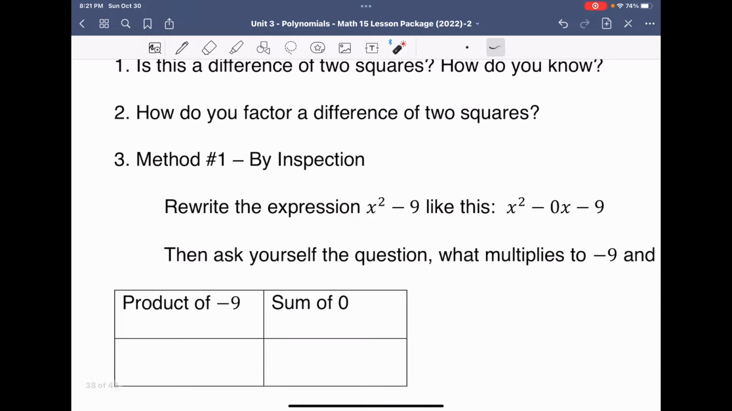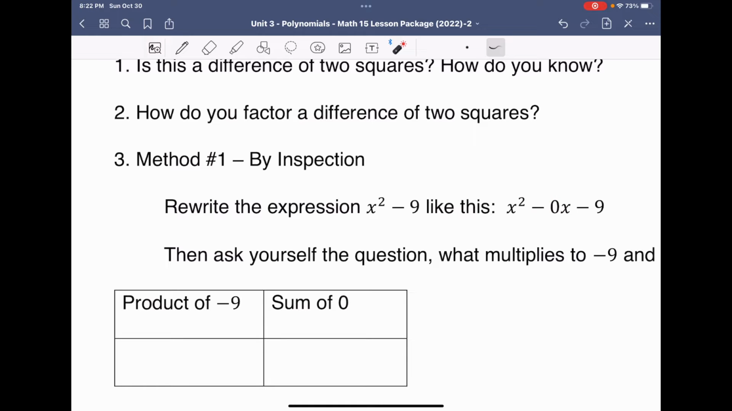By inspection, we knew from previous lessons that if we have some trinomial, then we can see what multiplies to make our outside number and adds to make our middle number. So in order to make our expression we were given, x squared minus 9, look like a regular trinomial, we force it to have this positive 0x term in the middle, because we know anything multiplied by 0 goes away and becomes 0. But this is a way to force it so that it looks like it has a middle term here.